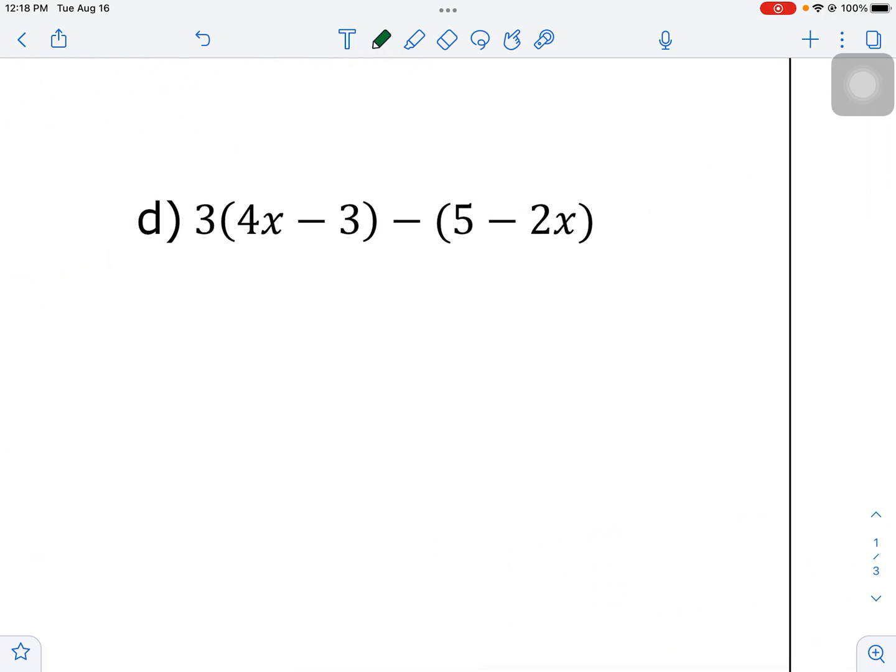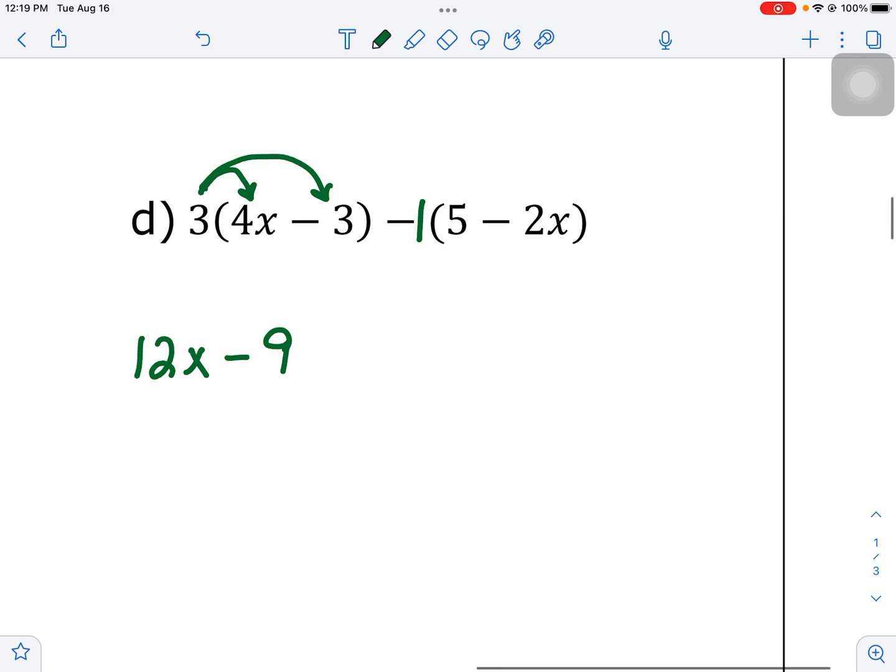All right, finally, we have a 3. We're going to multiply it by 4x. 3 times 4 is 12. Don't forget to keep the x. 3 times -3 is -9. Now, with this little minus sign right here with the parentheses, what that really means is there's a 1 in front of that parentheses, and I have to distribute the negative 1 to everything inside of the set of parentheses.